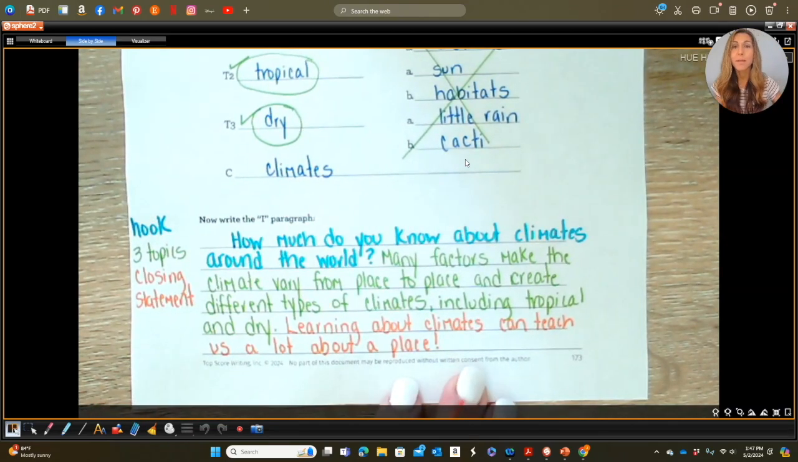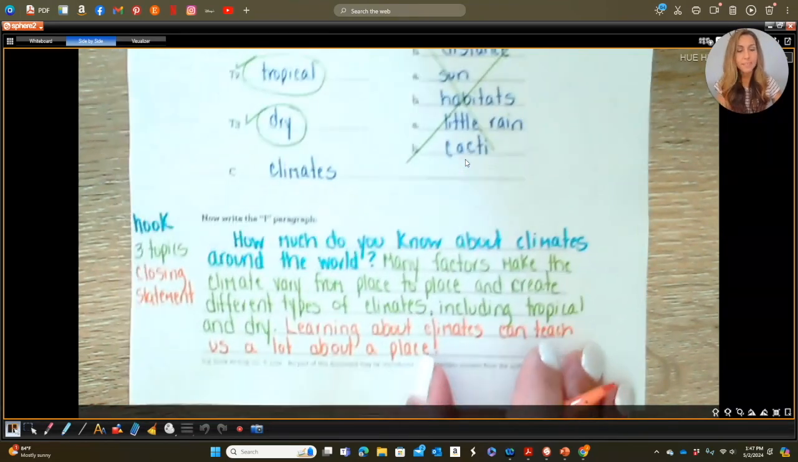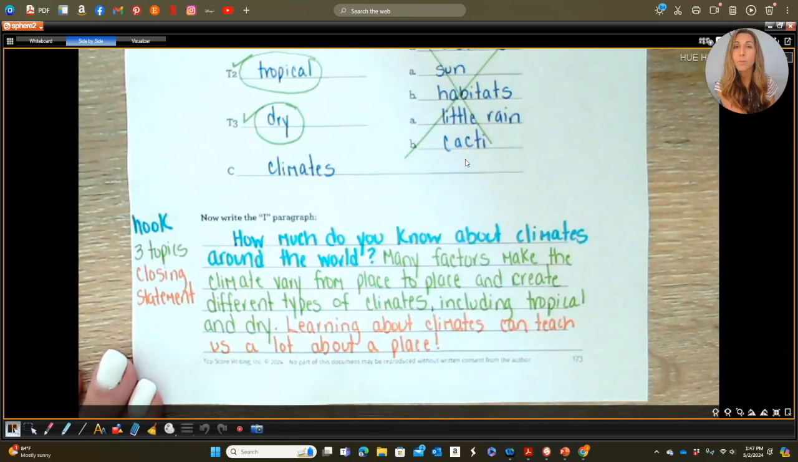Okay, so I finished my closing statement. Mine is just a general statement about the central idea of my essay. My closing statement says, learning about climates can teach us a lot about a place. Okay, so I know our closing statements sound different, and that's perfect, they should.